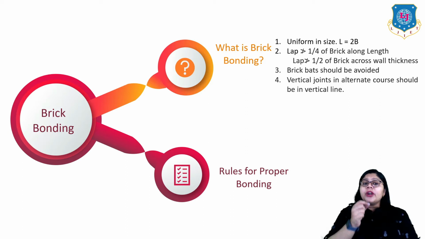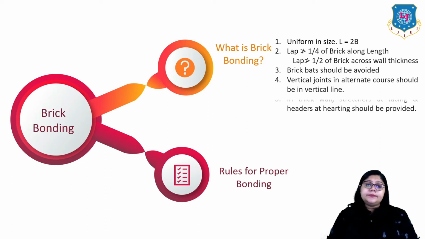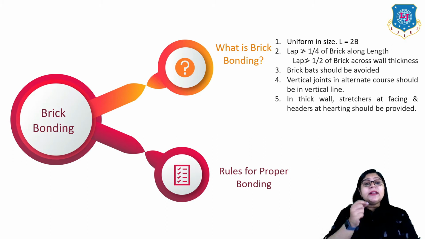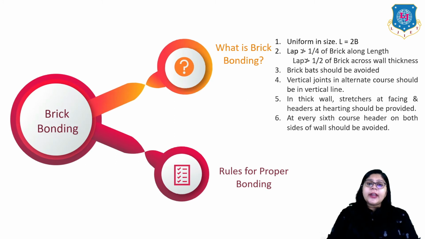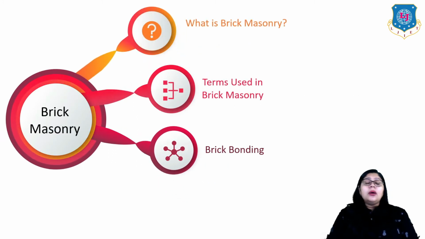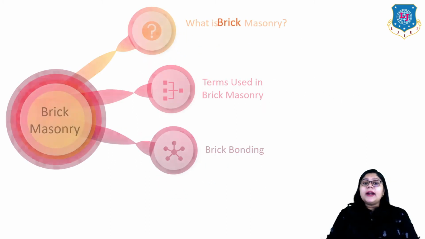The fourth one says the vertical joints in alternate courses should be in a vertical line. The fifth one says in thick walls, stretchers at facing and headers at hearting should be provided. And lastly, at every sixth course, headers on both sides of the wall should be avoided. So these all are the rules. After knowing the rules, we can go for the proper terminologies regarding the bonding.